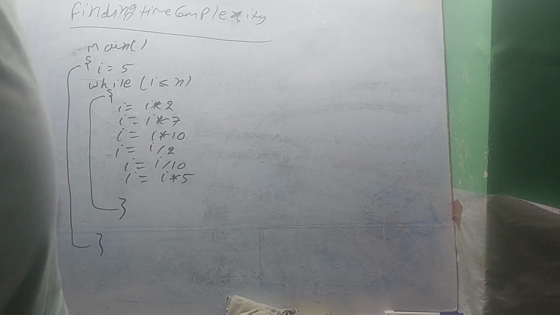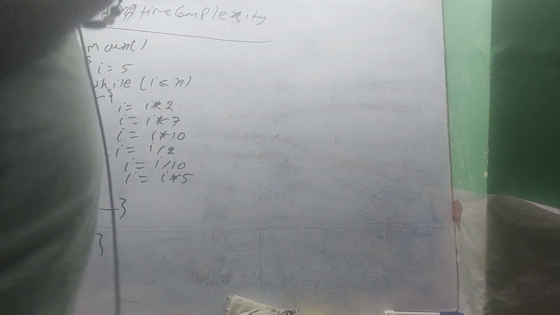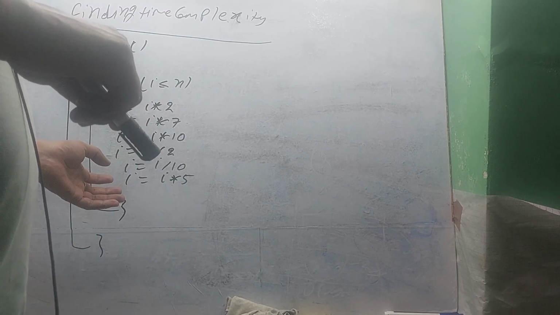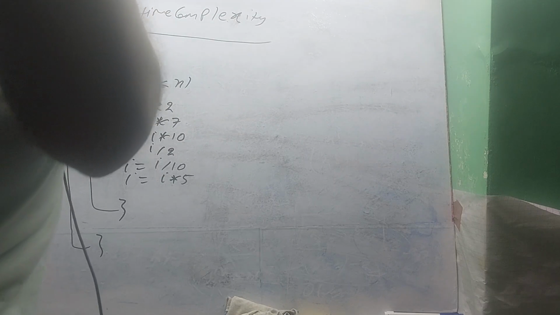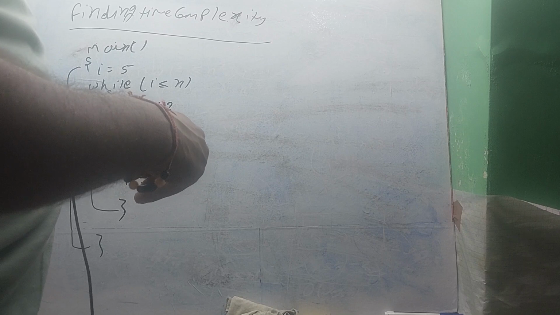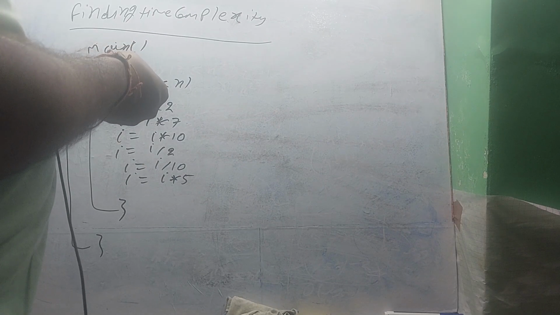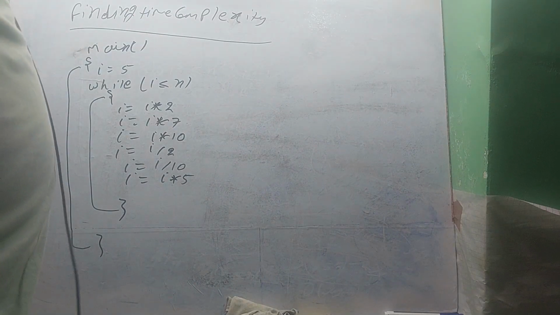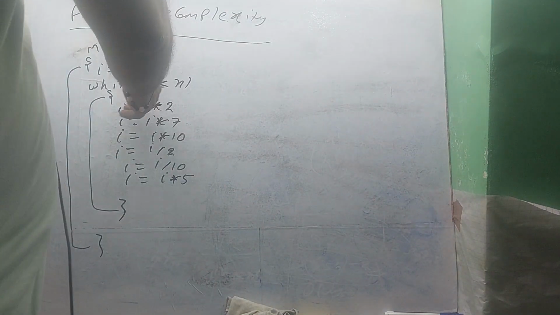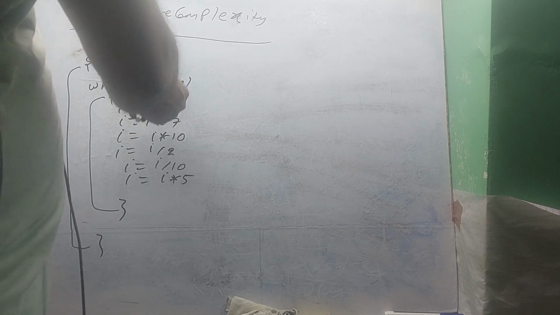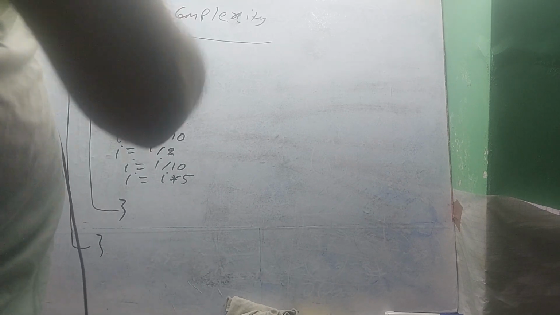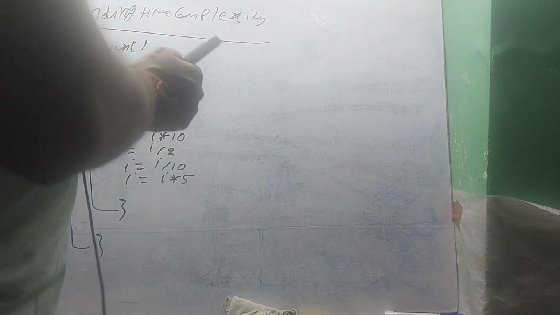Now we will find the time complexity for this program. From looking at the program, maybe you are all thinking that it is extremely complicated, or to some extent it is complicated, but actually it is the easiest, because every time I is multiplied by 2, then I is multiplied by 7, then I is multiplied by 10, we can write it directly.